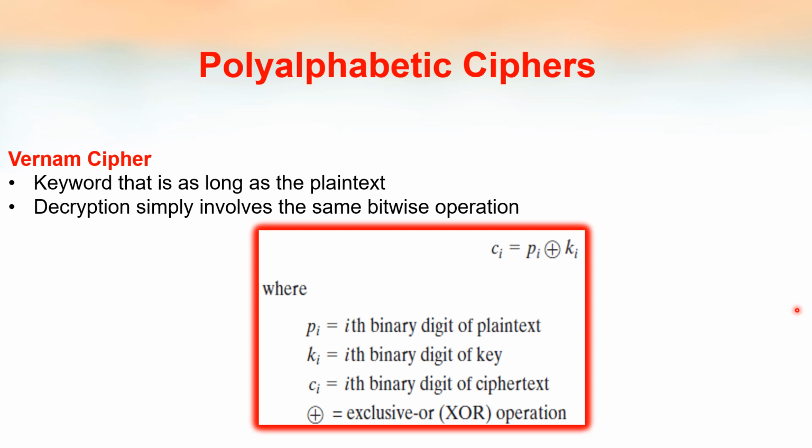The next type of polyalphabetic cipher is the Vernam cipher. In this, the plain text and the key are of the same length, and an XOR operation is done bitwise with the plain text and the key. Ci is equal to Pi XOR Ki, where Ci is the ciphertext bit, Pi is the bit of the plain text, and Ki is the bit of the key.